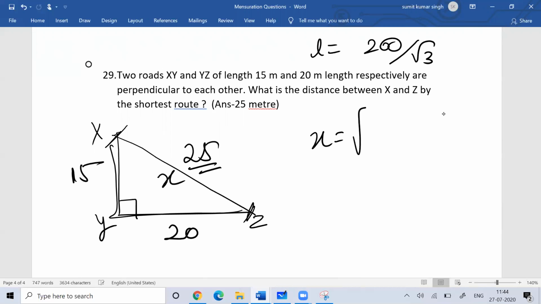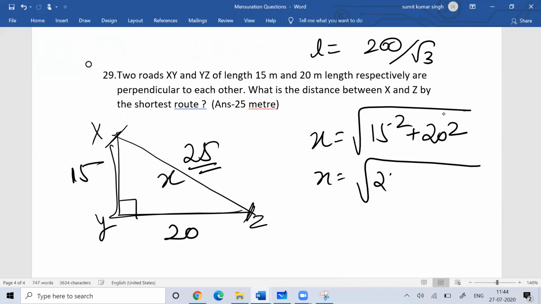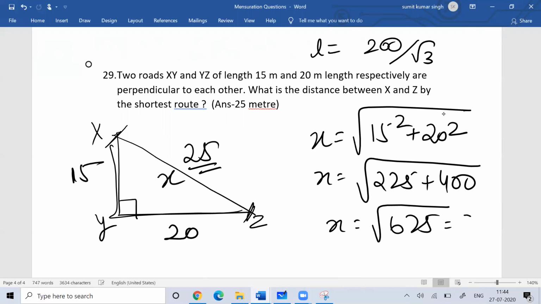So this is nothing but square root of 15 square plus 20 square. This is nothing but 225 plus 400. So this is nothing but root of 625. We'll get 25. Our answer is 25. So I hope you understood this.